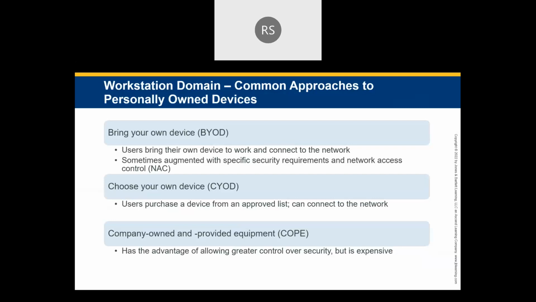The company owned and provided equipment involves organizations providing the device to the employees for work related tasks. The company is going to own and manage these devices, and that's to ensure that they have compliance with security policies, control over the hardware and software configurations. This is a high level of control and security. Organizations can enforce specific security measures and manage the device configuration with this model. However, it can be more expensive for organizations to buy and maintain a fleet of company owned devices.